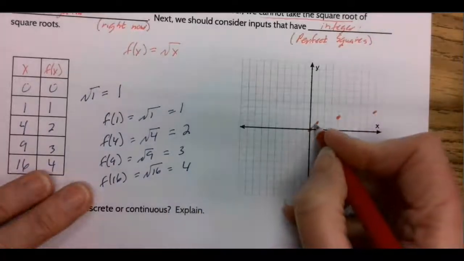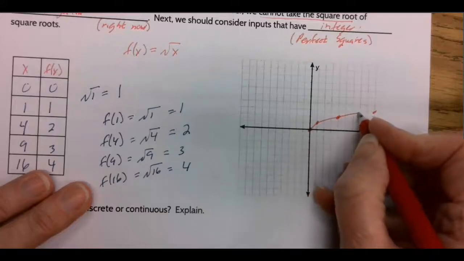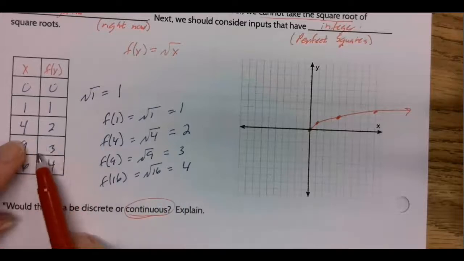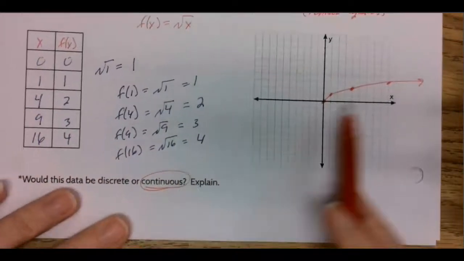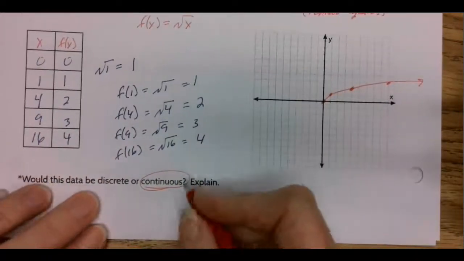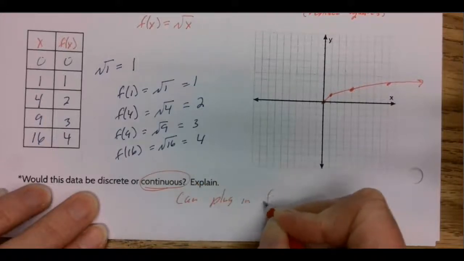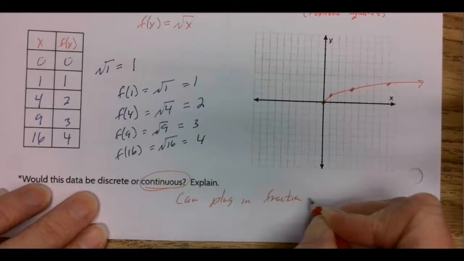And this graph is a curve that goes out that direction. Yes, it's continuous. Because we know we could have plugged in lots of other things, but we didn't want to have to graph it. But we can plug in fractions and decimals.